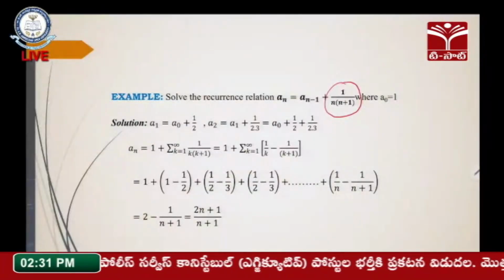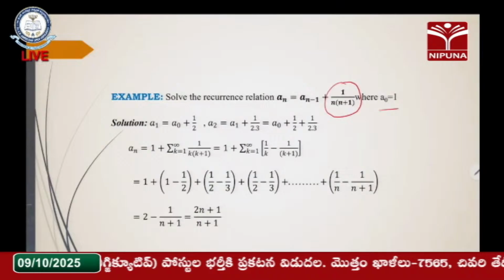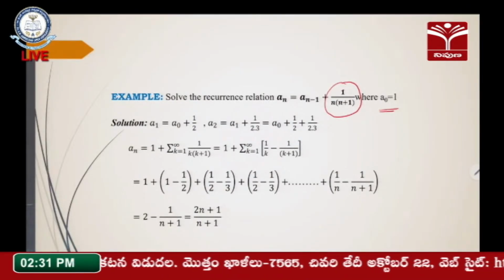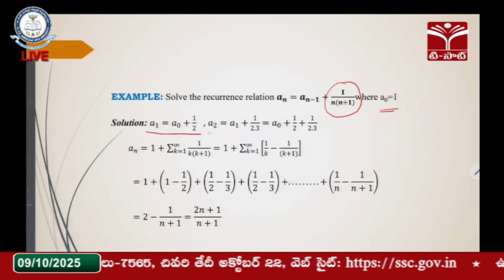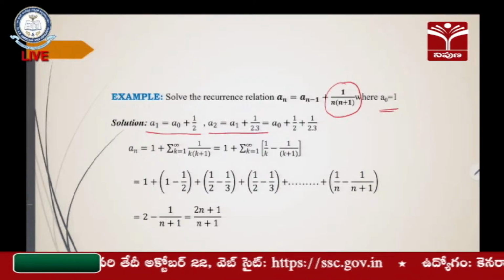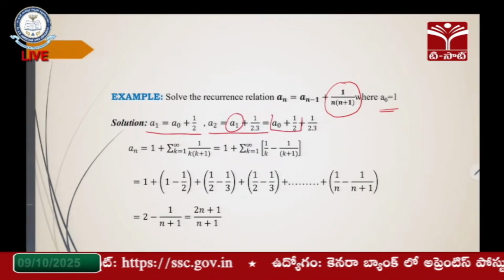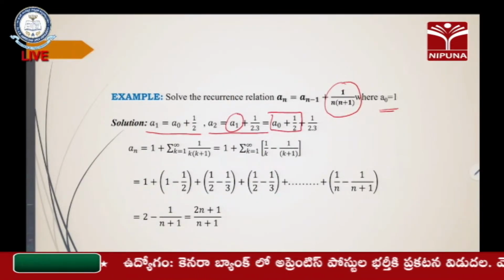See, look at one recurrence relation: an is equal to an minus 1 plus 1 by n into n plus 1. Students, start finding the values. What is A1? A1 is A0 plus 1 by 2. Again, what is A2? A1 plus 1 by 2 into 3. What is A3? A0 plus 1 by 2 plus 1 by 2 into 3.